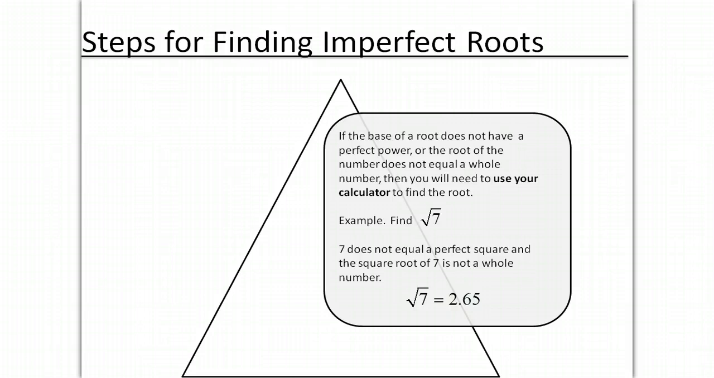The way we would find this is just to plug that square root of 7 into the calculator, and it will give us back 2.65. For more detailed instructions, see your calculator manual or the instructions provided online.